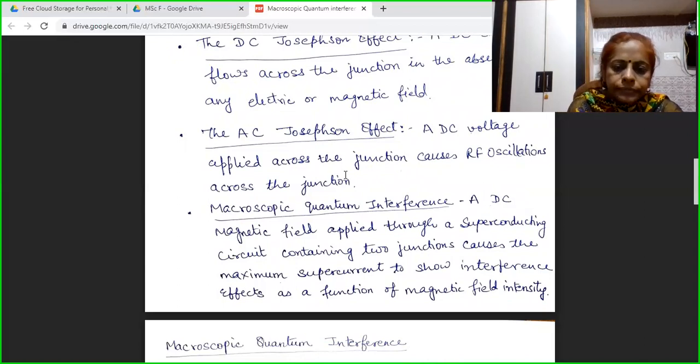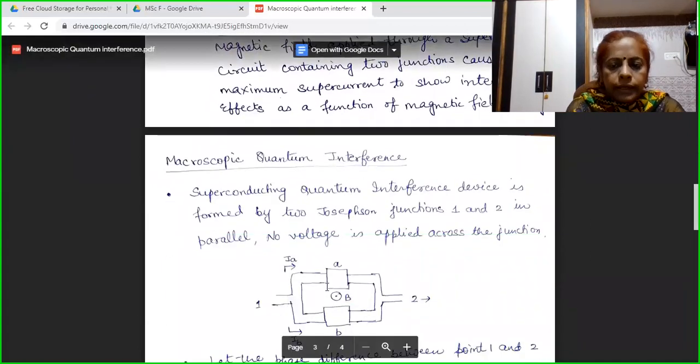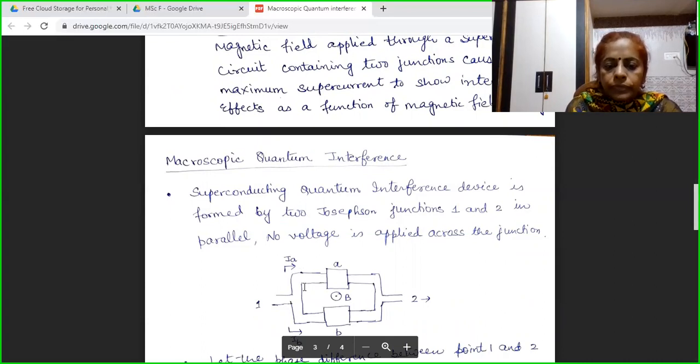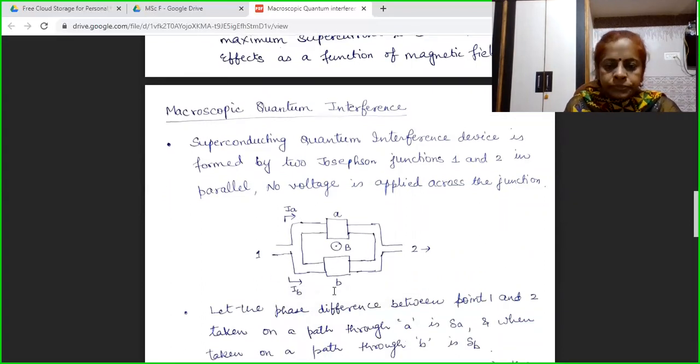What is this effect? Here I am showing this by a diagram. This diagram shows that there are two Josephson junctions, 1 and 2. These two junctions are attached in parallel. Now, this is superconductor, this is also superconductor, and this block shows an insulating layer. So, a tunneling junction has been formed.